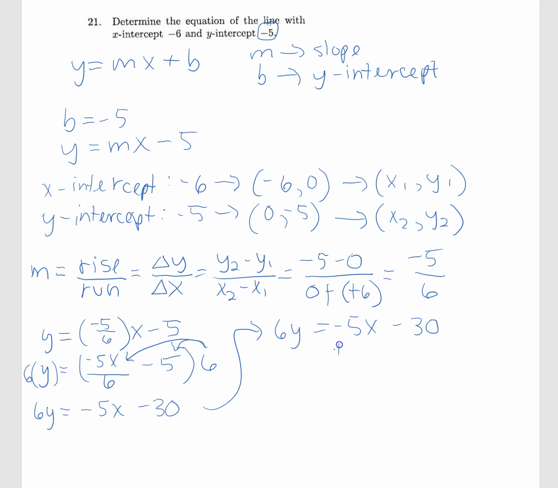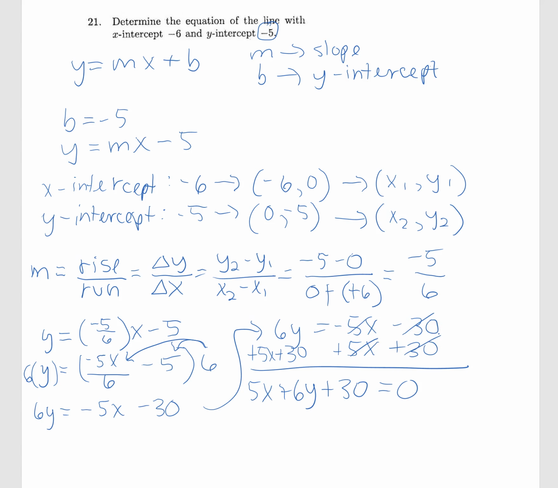I'm going to rearrange this by adding 5x plus 30 to both sides of my equation. And so that gives me 5x plus 6y plus 30 equals 0, because this cancels out on this side of the equation. And that's just the way it's been written in the answers, but that's the exact same equation as we wrote for in the form y equals mx plus b.